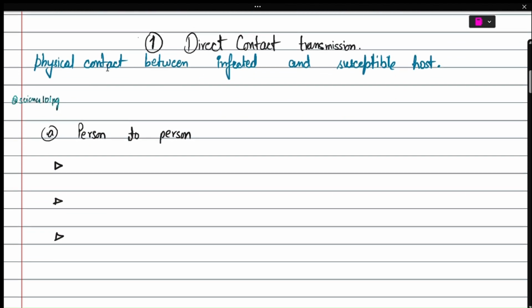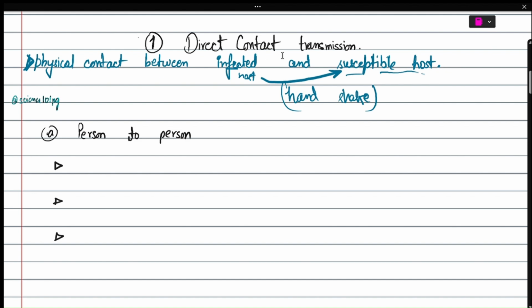Now, first of all, we will start with direct contact. As you know, in our daily life there is a common thing which we all do, which is handshake. Some even might hug each other, mostly women. In the case of direct contact transmission, there is physical contact between an infected and a susceptible host, and this contact will transfer the pathogen from the infected person to the susceptible person.